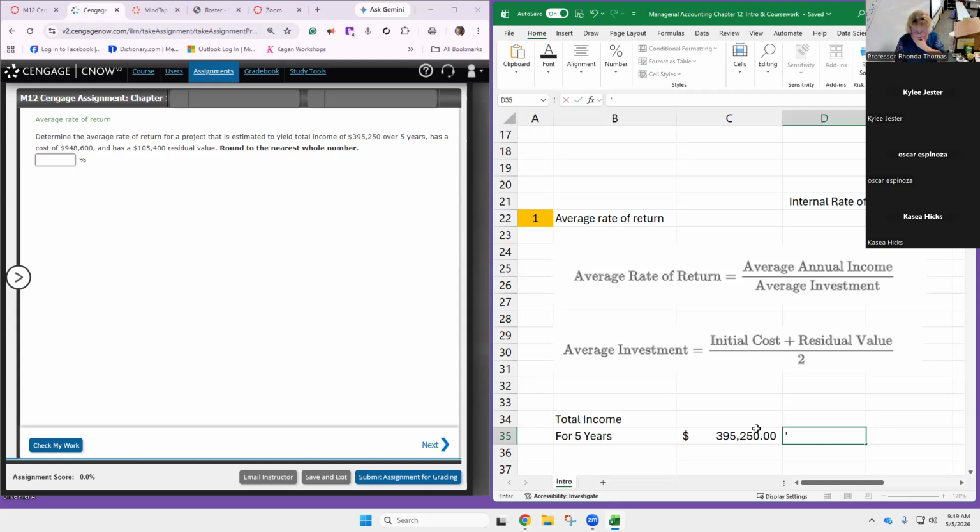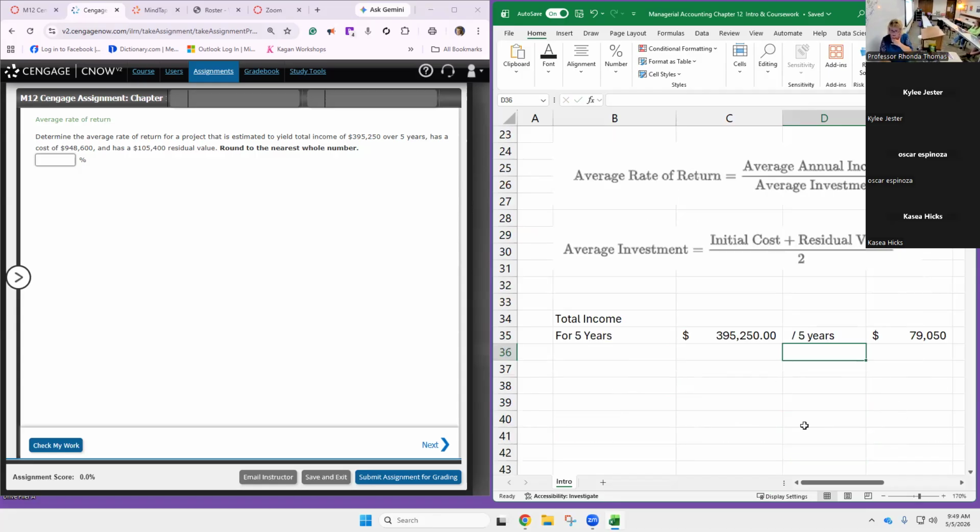So let's put divide by 5 years. All right, so I got $79,050 is my average annual income. Okay, so average annual income.